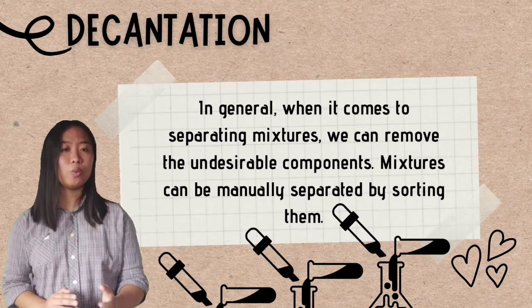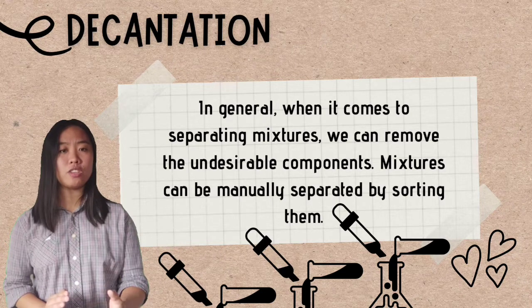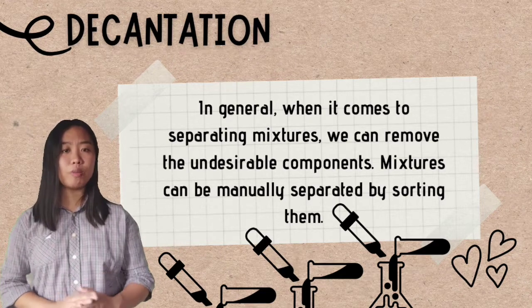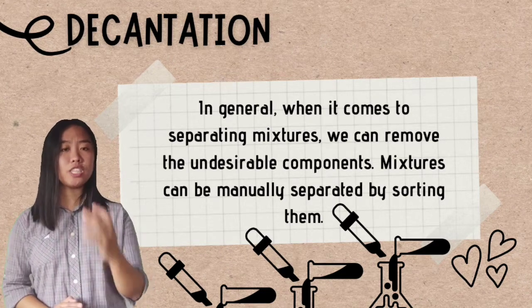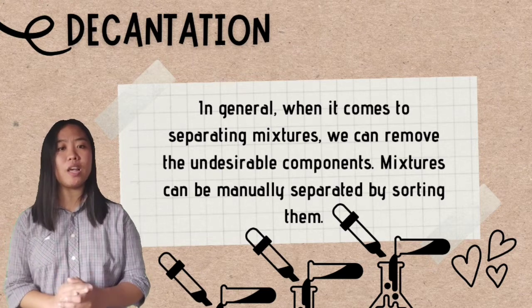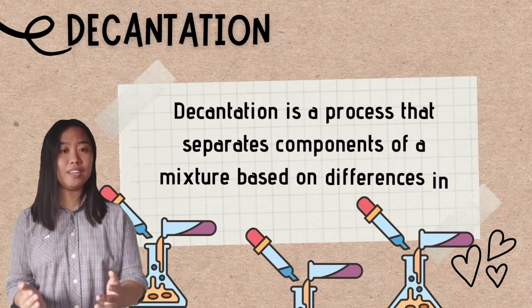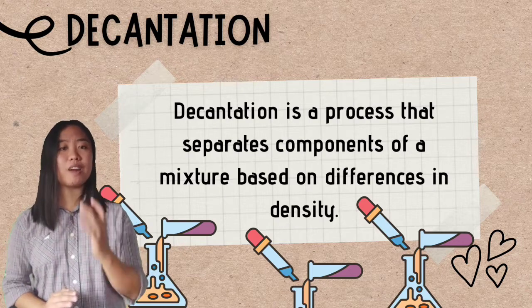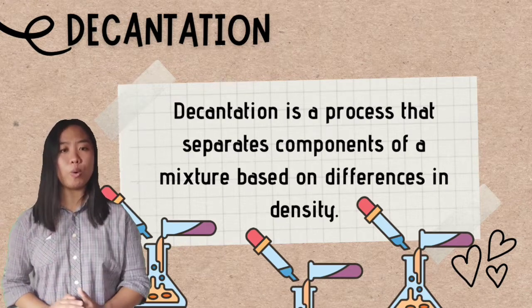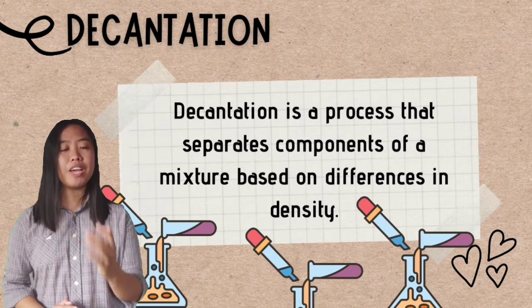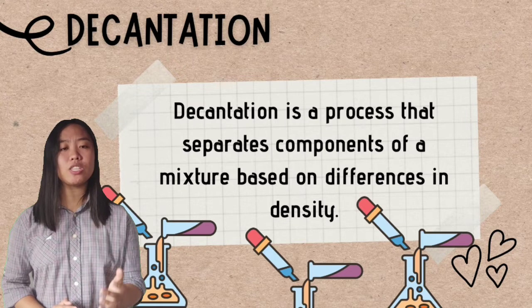In general, when it comes to separating mixtures, we can remove the undesirable components. Mixtures can be manually separated by sorting them. Again, decantation is the process that separates components of a mixture based on the differences in density.